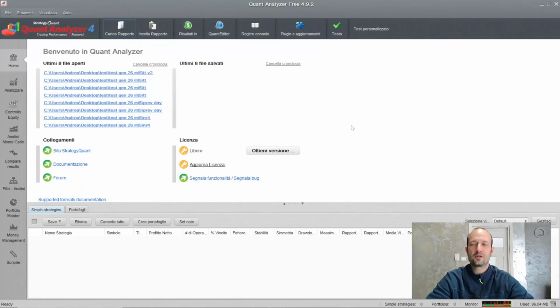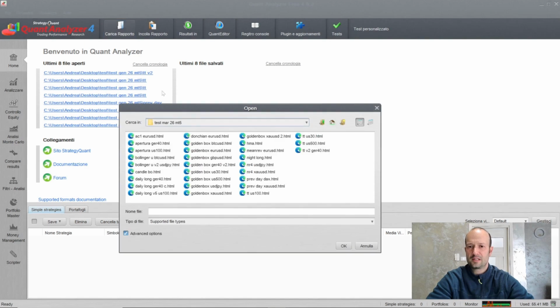So the first thing to do is to import all the backtests into Quant Analyzer. Quant Analyzer is a free program that you can find by searching for it on Google. I have the free version, in fact, because for what I need to do, it's perfectly fine and I don't need to buy the license. So the first thing I need to do is import all my tests into the program. You do this by clicking on Load Report, and then I go to Select.